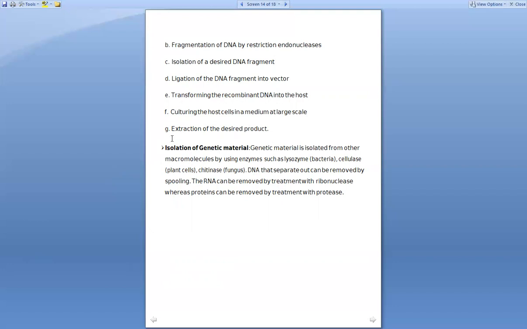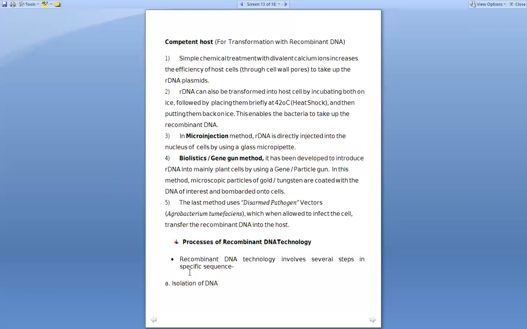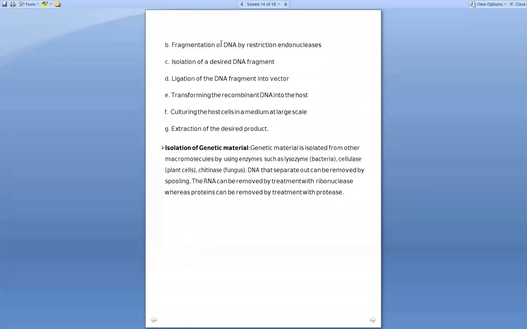So there are totally this many steps. The first is the isolation of DNA. Second is the fragmentation of DNA by restriction endonucleases. Third is isolation of the desired DNA fragment. Fourth is the ligation of the DNA fragment into the vector. Fifth is transforming the recombinant DNA into the host. Sixth is culturing the host cell in a medium at large scale. And the last one is the extraction of the desired product.